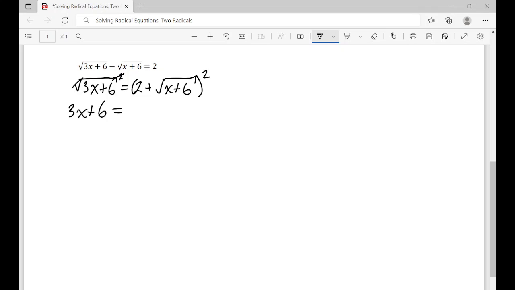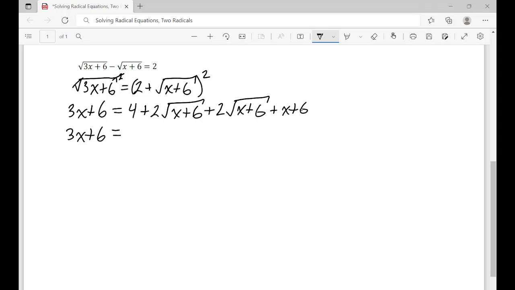When we do, we're going to get 4 plus 2 square root of x plus 6 plus 2 square root of x plus 6, and then plus x plus 6. Now it's pretty long and ugly, so I'm going to start combining all the terms I can. So 3x plus 6 equals 4 and 6 is going to give me 10. 2 root x plus 6 and 2 root x plus 6 is going to give me 4 root x plus 6, and then plus x.